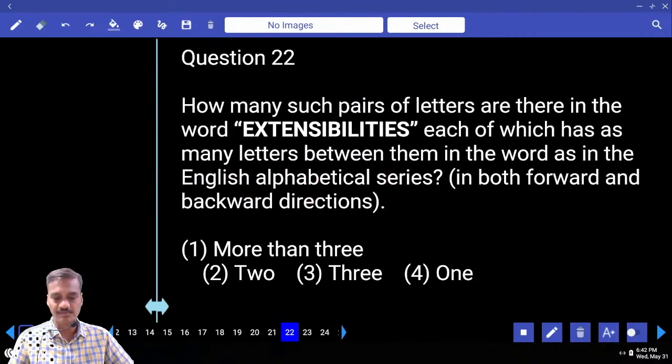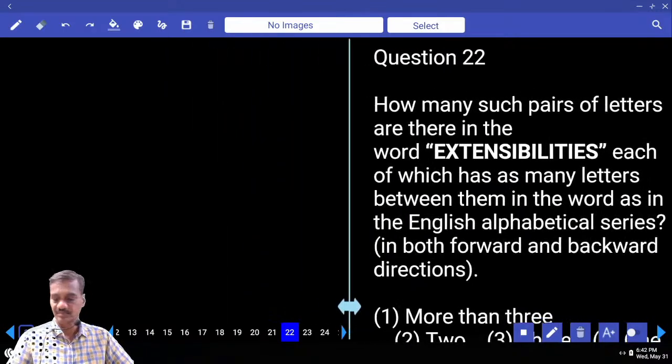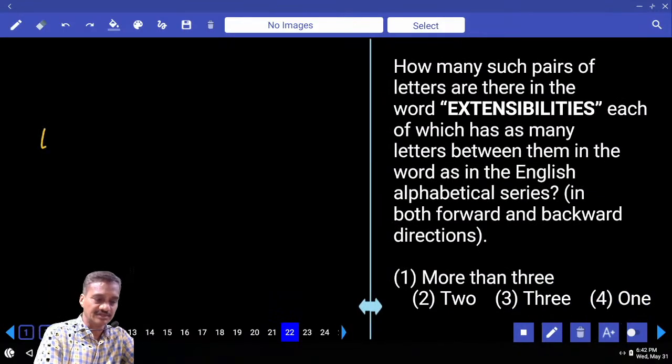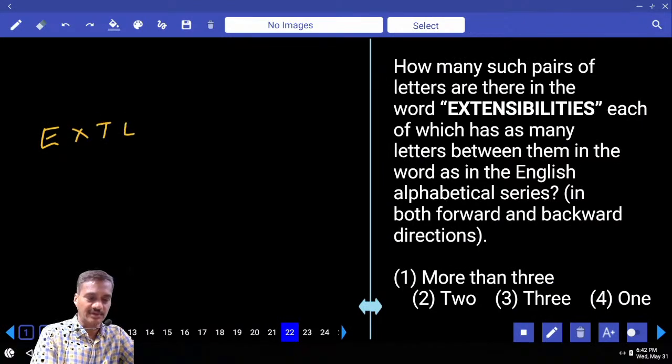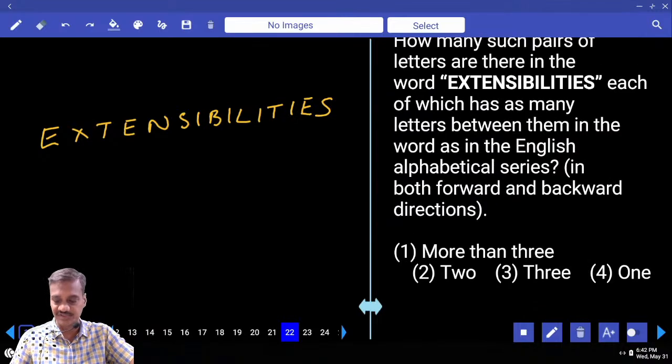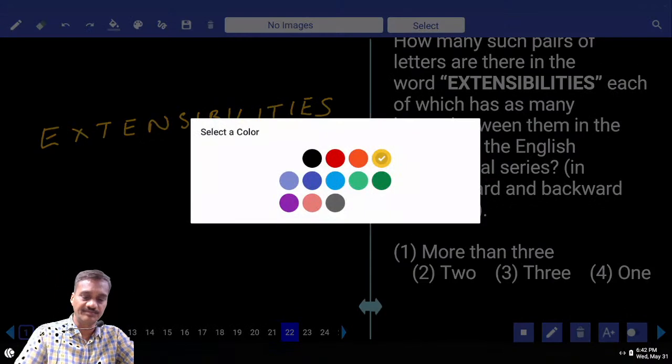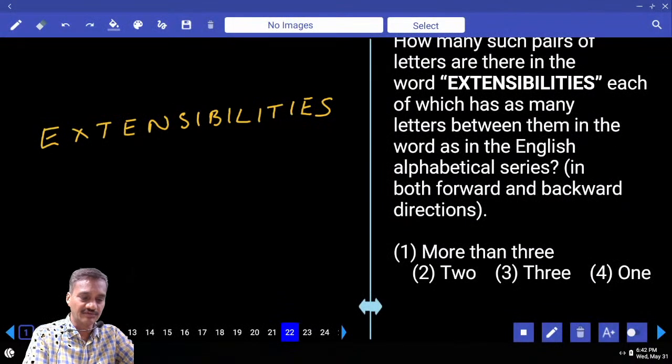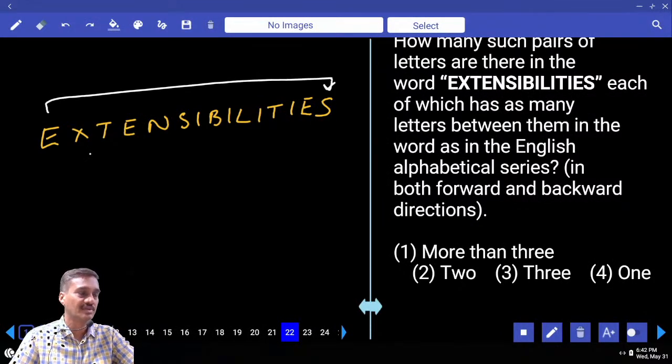Then 22nd. Now in this 22nd, E, X, T, E, N, S, I, B, I, L, I, T, I, S. How many such pairs of letters are there? Isn't it? Then starting with E: F, G, H, I, J, K, L, M, N, O, P, Q, R, S. From E to S, there is a pair. Then X, no letter more than this one. T, there is no bigger letter on the right hand side, no need to count.